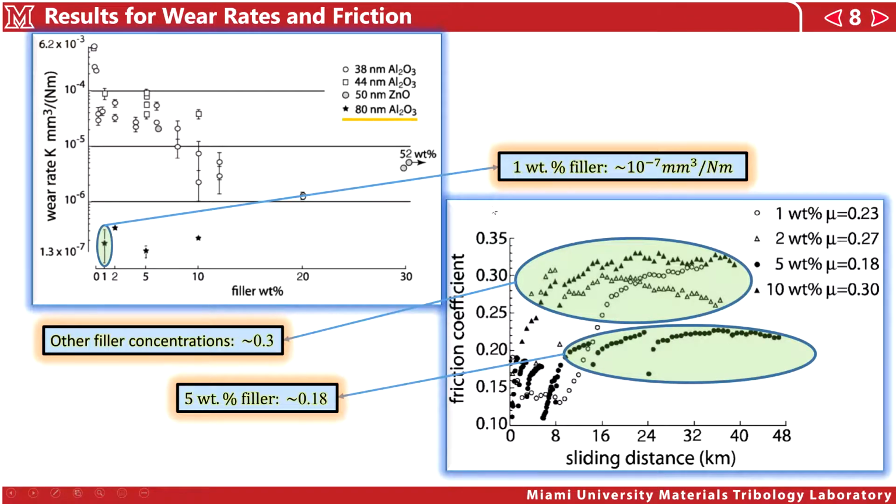So these are the results. Clearly, the best performing candidate was the 80 nm Al2O3, as it produced wear rates of about 10 to the negative 7 mm cube per nm. In terms of the friction values, there was not a drastic difference. However, the 5 weight percent filler performed slightly better than the other fillers because it provided the lowest friction coefficient values.